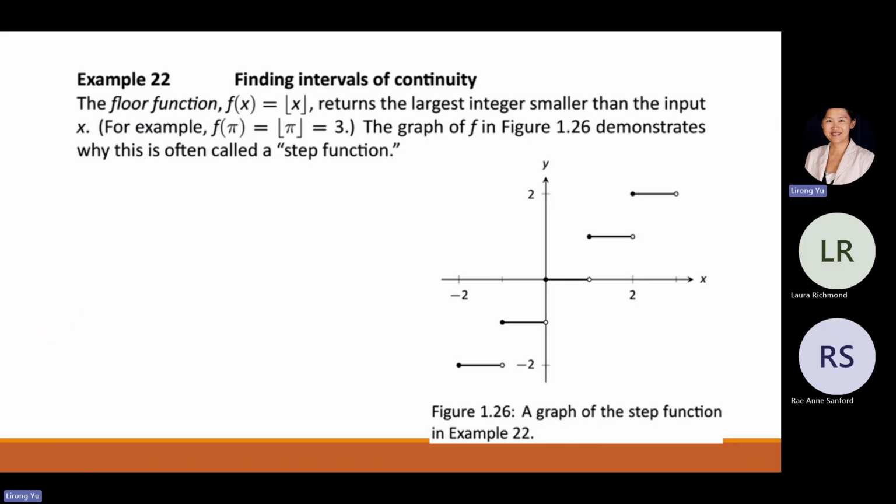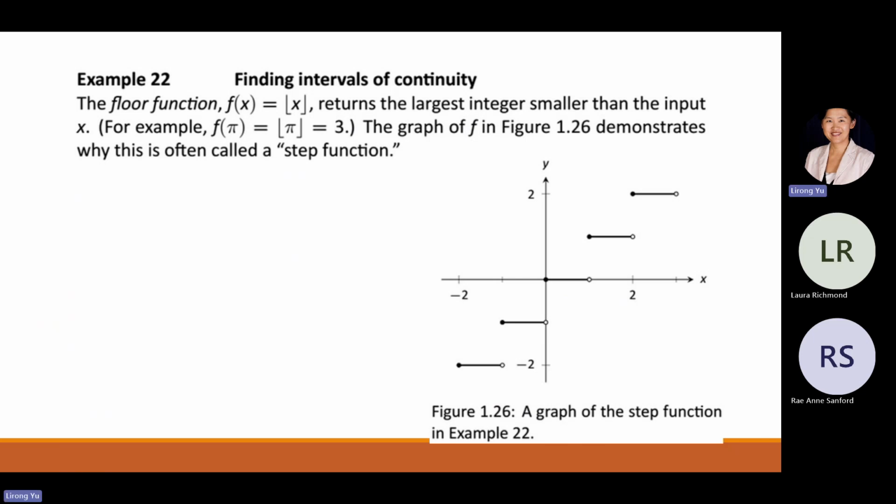What do we mean by floor function? It returns the largest integer less than or equal to the input. So the floor of 3.1 is 3. The floor of pi is 3 because pi is 3.14. When you try to find the floor of a value, you get rid of any decimal and only keep the integer part of it. That's pretty much what we mean by a floor function. Any question?